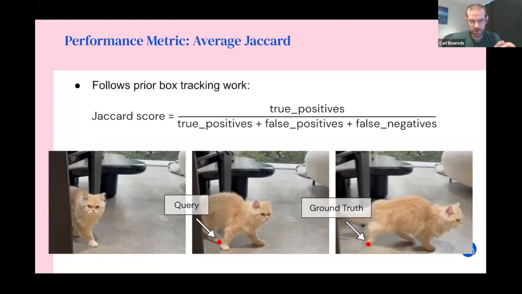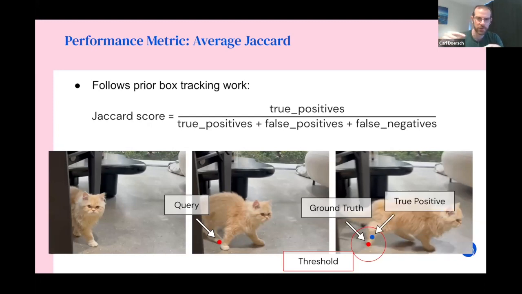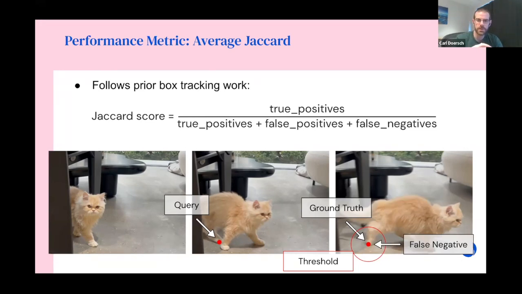To give an illustration of what this looks like, imagine this is a ground truth track. The first step is to draw a circle, kind of a threshold around that. Things within this threshold will be considered correct. If the point is within this threshold, we consider that to be a true positive. Next. If the point is predicted to be occluded when there's actually a point visible in that frame, then it's going to be a false negative.